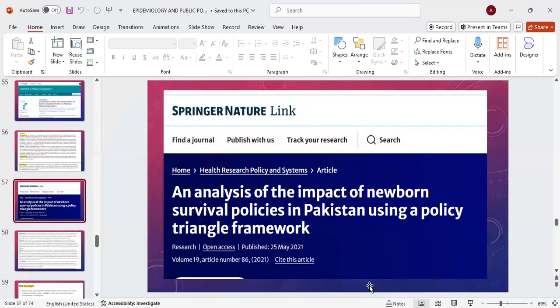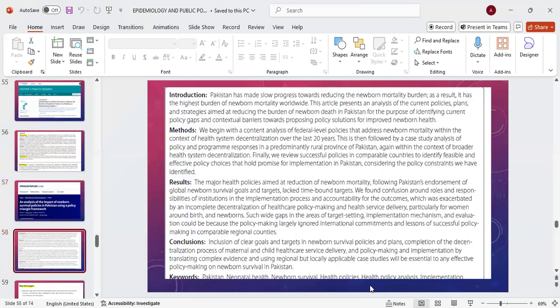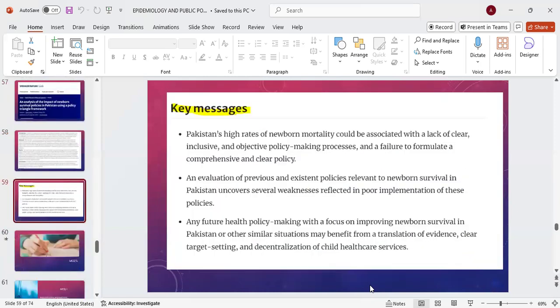The second article is An analysis of the impact of newborn survival policies in Pakistan using a policy triangle framework. Pakistan's high rate of newborn mortality could be associated with the lack of a clear, inclusive, and objective policy making process and a failure to formulate a comprehensive and clear policy.